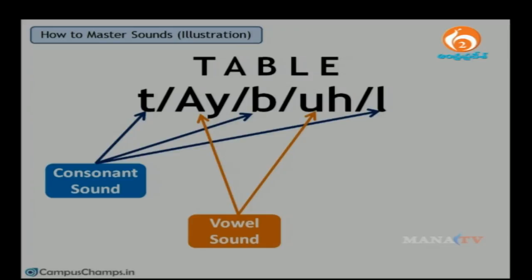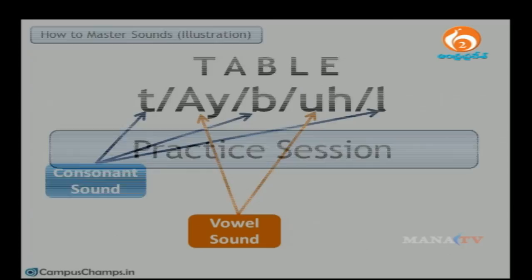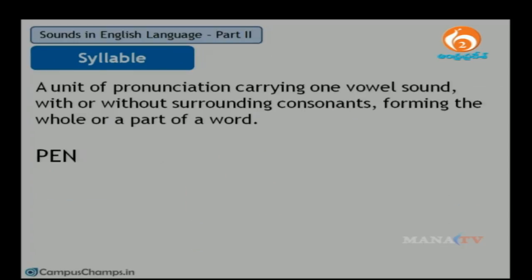So, I have the word table. I broke it into all the sounds, table. I have identified what the consonant sounds are and what the vowel sounds are. Okay? All right. Now, let's move on.